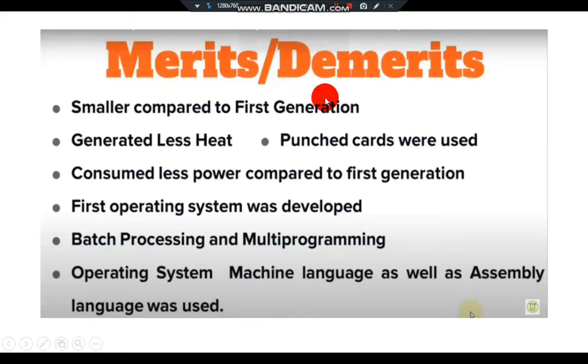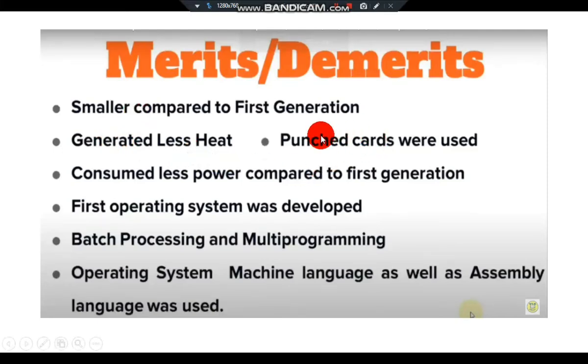Now you can see the merits and demerits of second generation computers. Second generation computers are smaller when compared to the first generation. You can see how many square feet we needed for first generation computers, 1800 square feet. In the second generation we take a very small amount of place to place the computers, so the size of the computer is smaller. Second generation computers also create less heat. The first generation produced heavy heat, and that heat was reduced in the second generation.